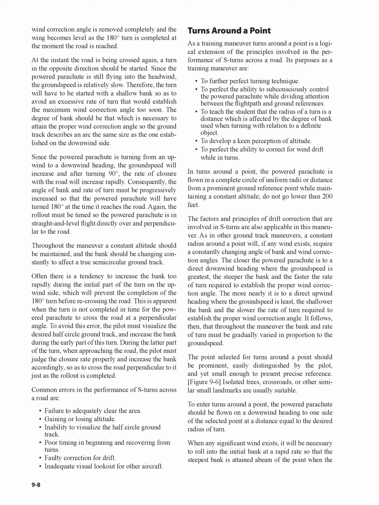Common errors in the performance of S-turns across a road are: failure to adequately clear the area, gaining or losing altitude, inability to visualize the half-circle ground track, poor timing in beginning and recovering from turns, faulty correction for drift, and inadequate visual lookout for other aircraft. Turns around a point is a training maneuver.